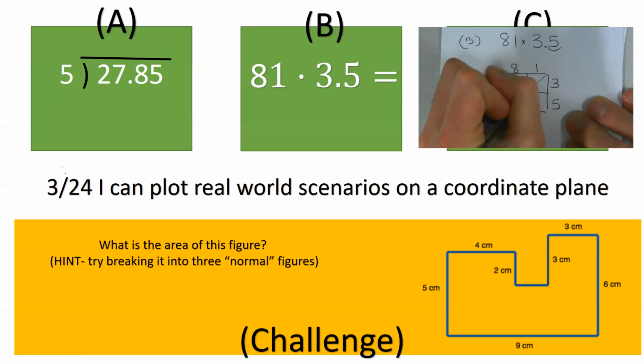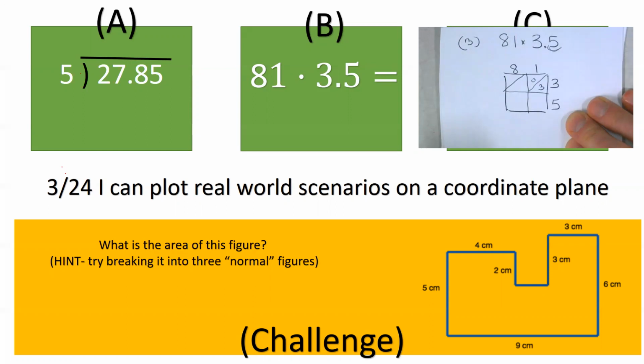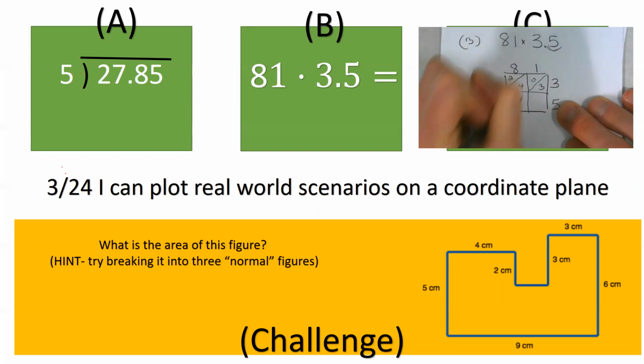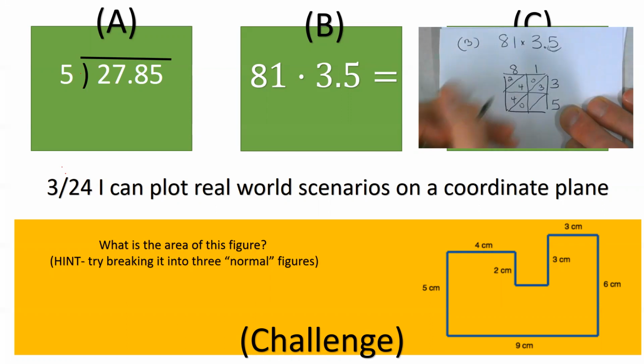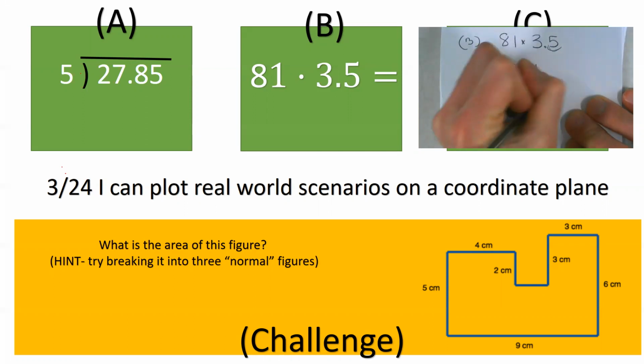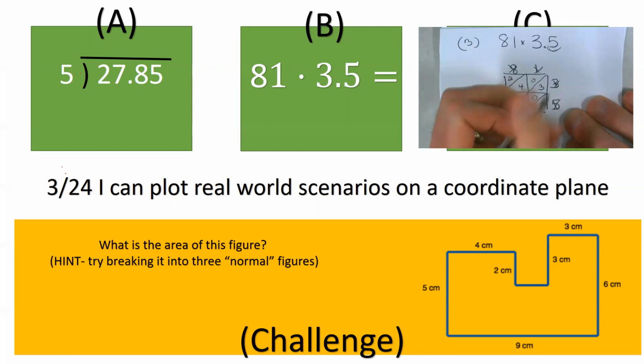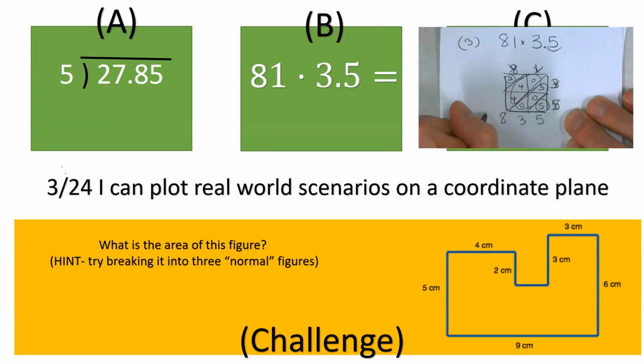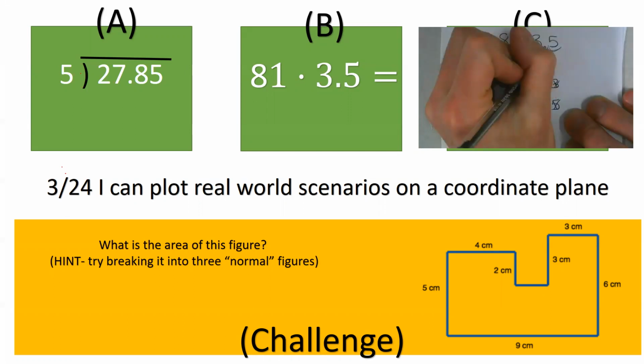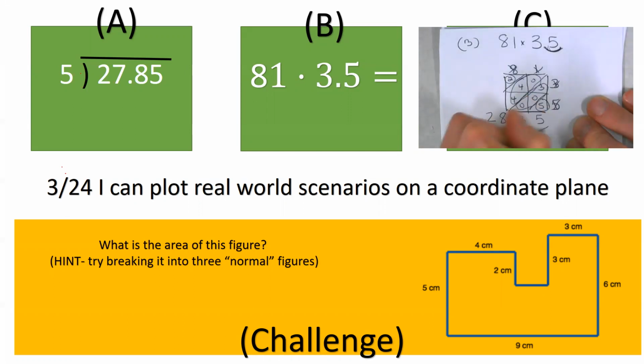3 times 1 is 3. 8 times 3 is 24. 8 times 5 is 40. 5 times 1 is 5. I got to make it double digit. Done with the outside numbers. 5 falls down. 3 falls down. 4 and 4 hit each other. They turn into 8. And then the 2 falls down. Now I have 1 decimal to deal with. So my answer has to have 1 decimal number. Answer's 283 and 5/10.